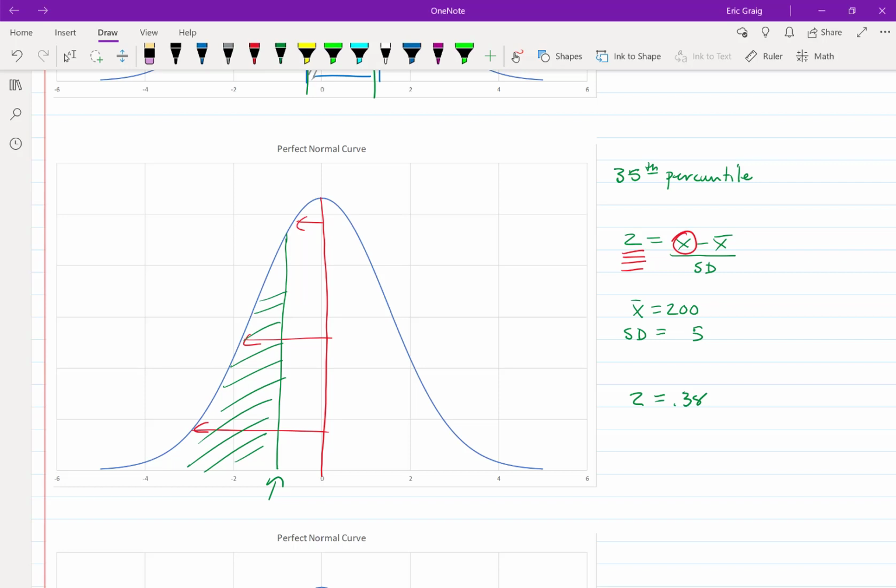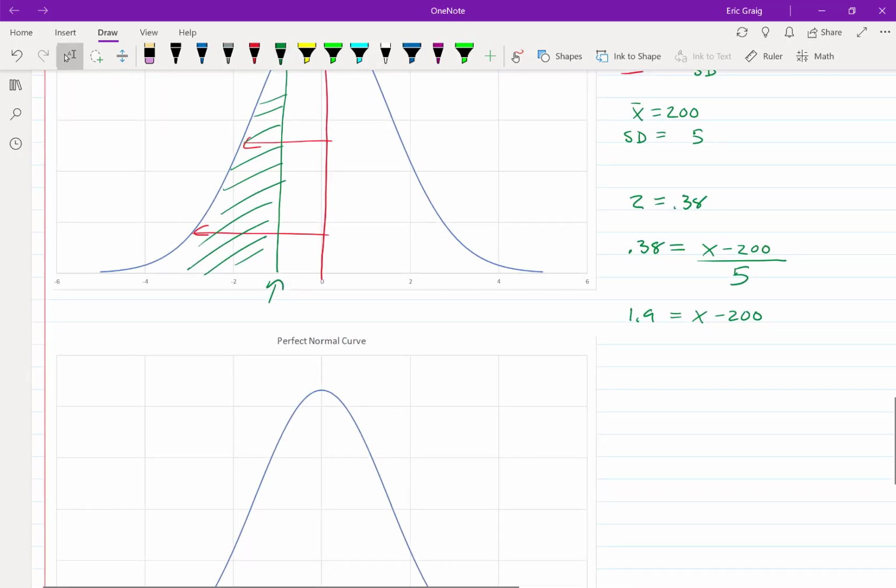So we're going to have 0.38 equals x minus 200 divided by 5. We multiply both sides by 5, and we get 1.9 equals x minus 200. If we solve for x, by adding 200 to both sides of this equation, we're going to get a score of 201.9. Is that correct? No, it's not correct.